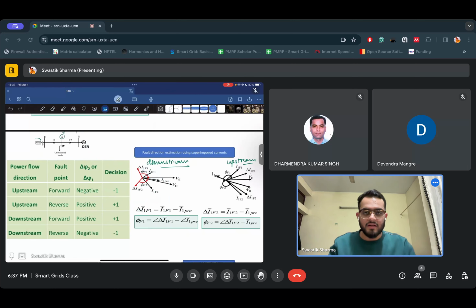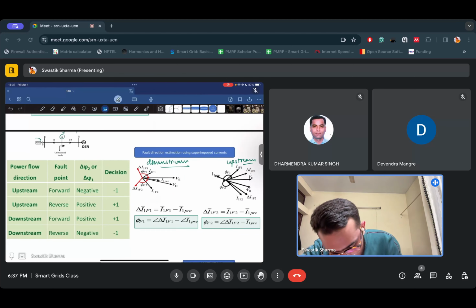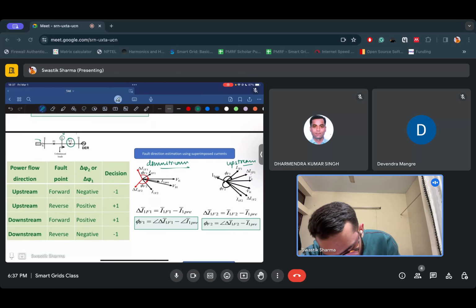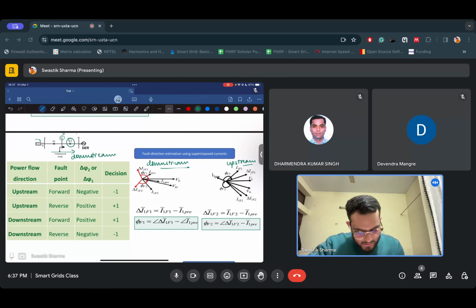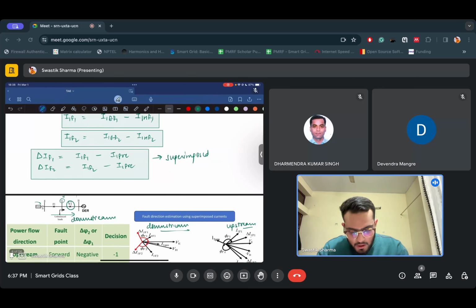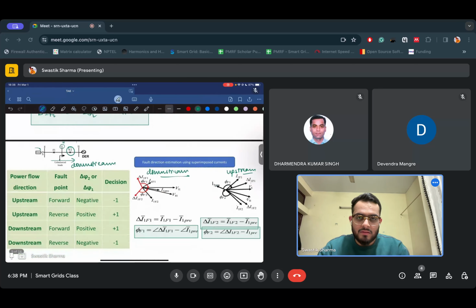Okay, now we have this three bus system. Let's say a fault happened at F2 and the power is flowing downstream, right? Downstream means from grid to DR. Okay, if that's the case, can you tell me how delta IF2 would look? Would it be positive or negative? Will it be leading or lagging? I just told you how the superimposed thing works, right?